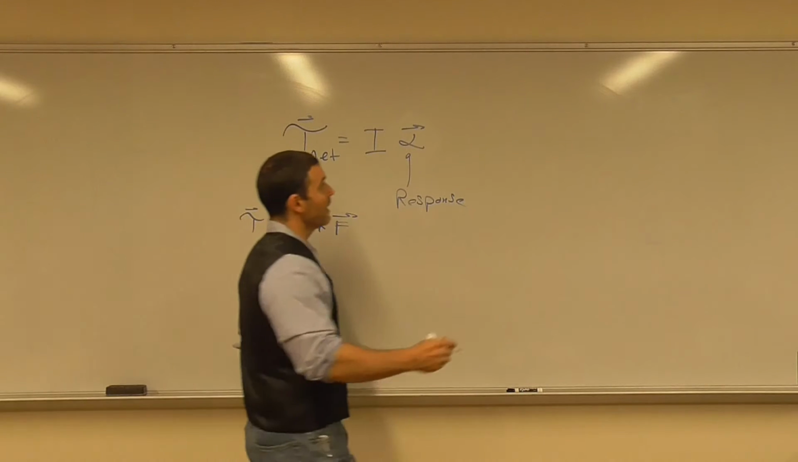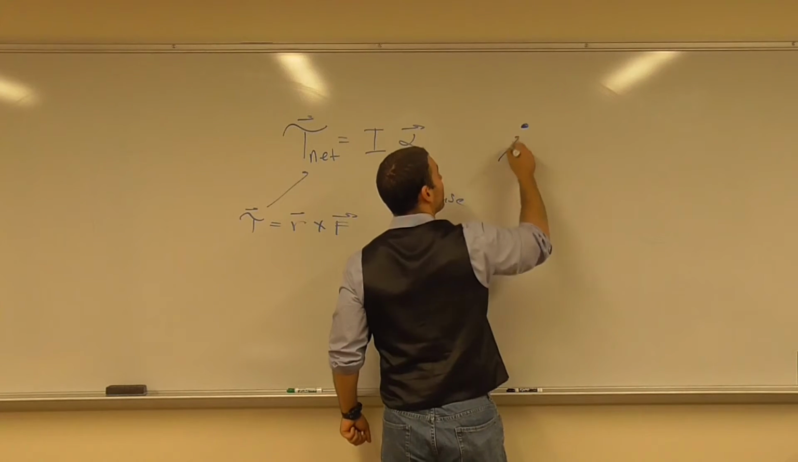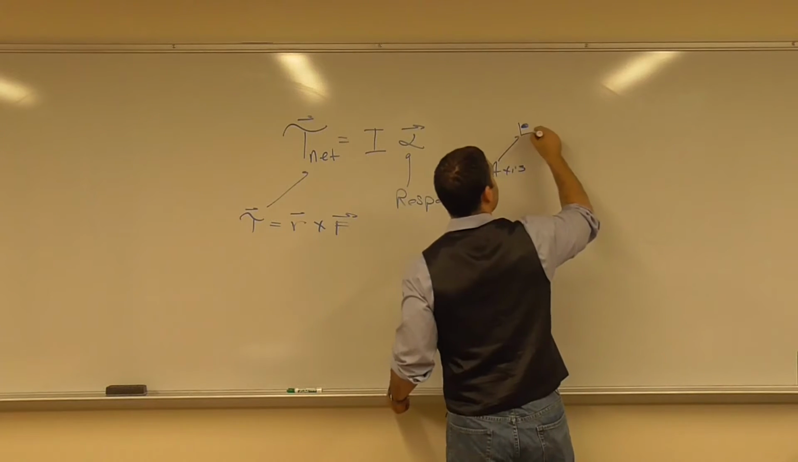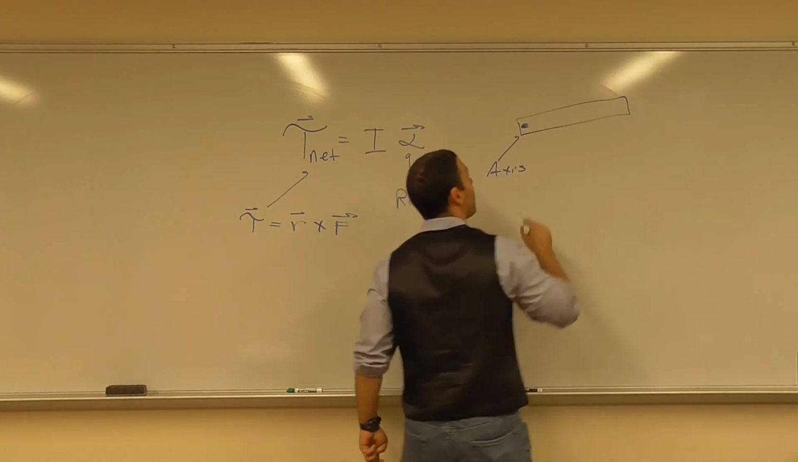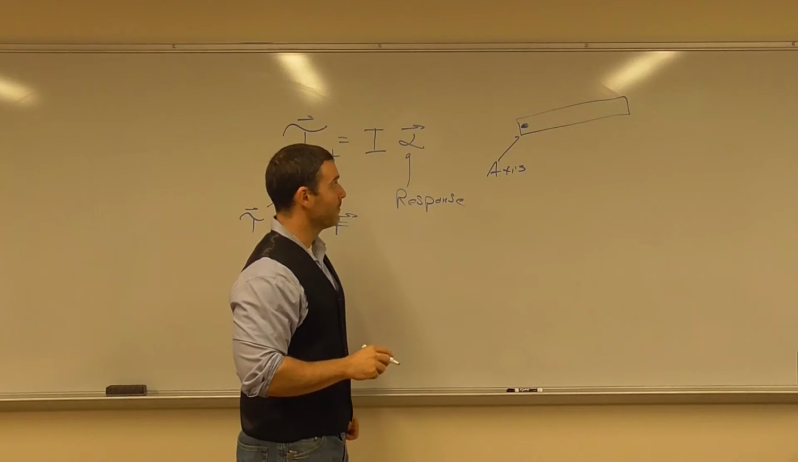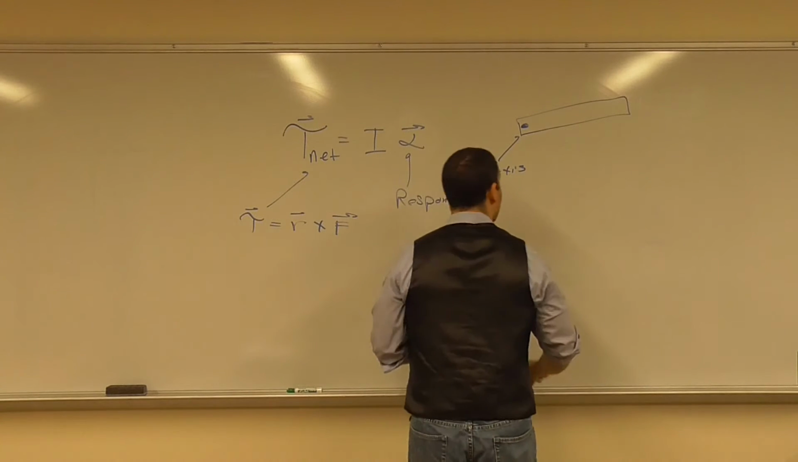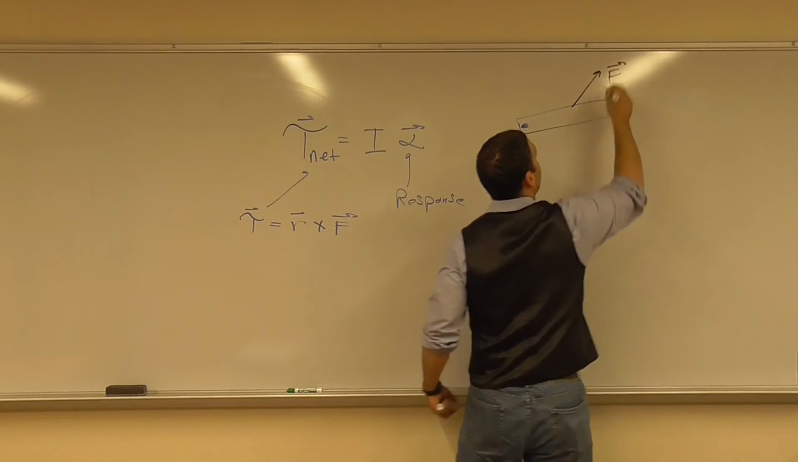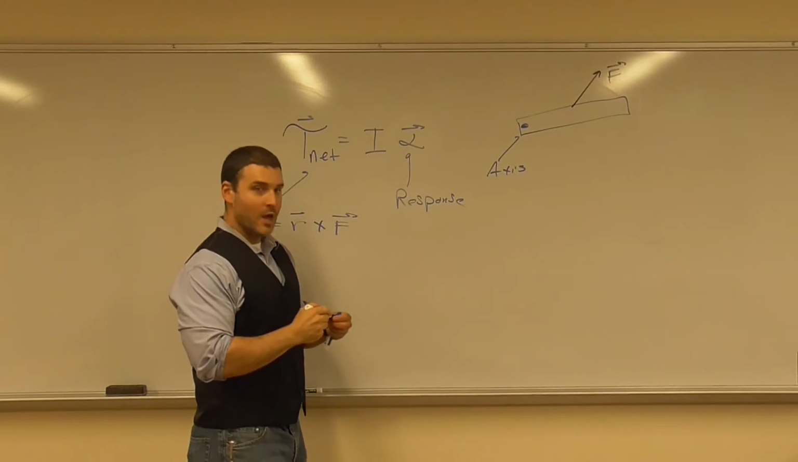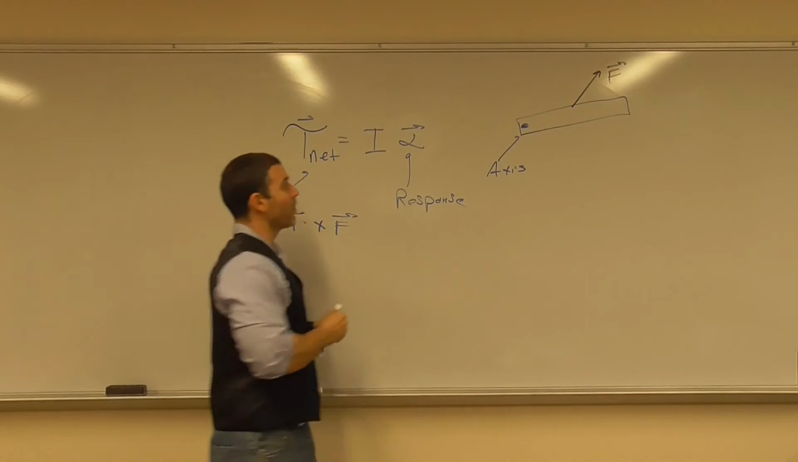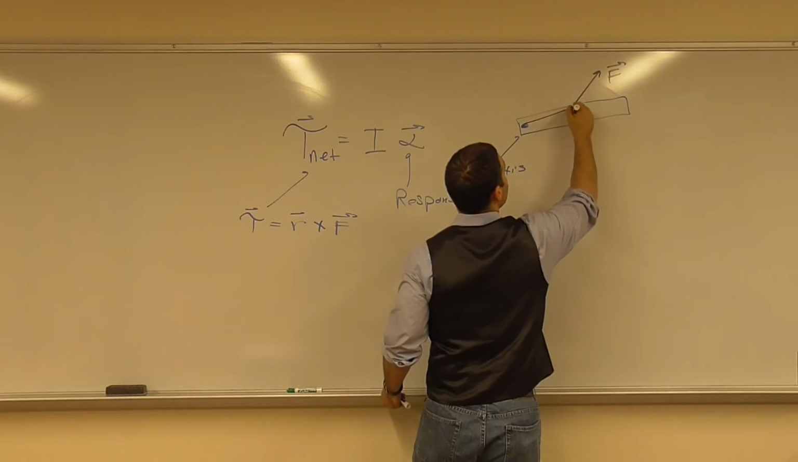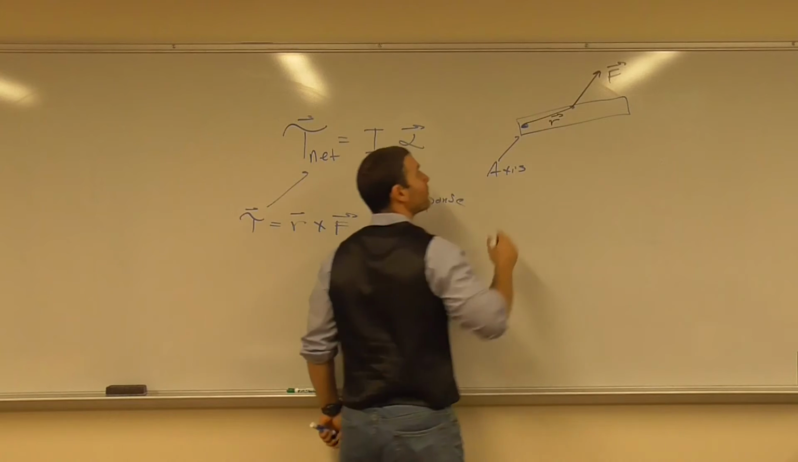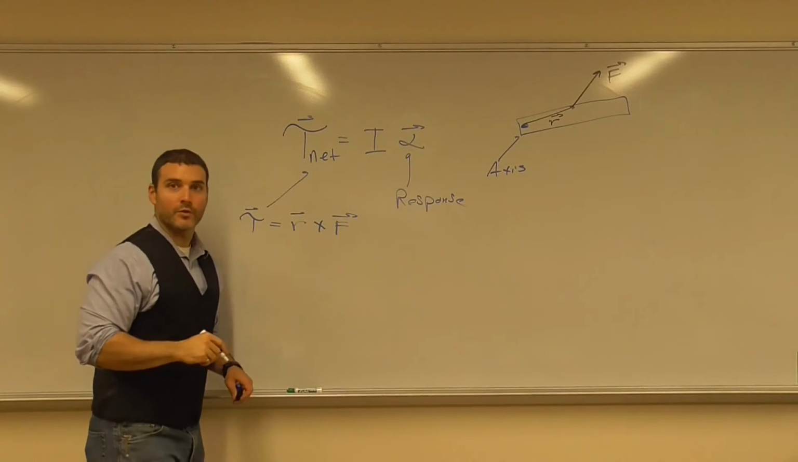So for instance, if I have an axis here, and I'm going to apply, let's pretend like I just had a rod here, and I have a force that's doing this. So this is my applied force. If I want to draw R, I draw it from the axis to where the force is applied, that's R, and that's my force.